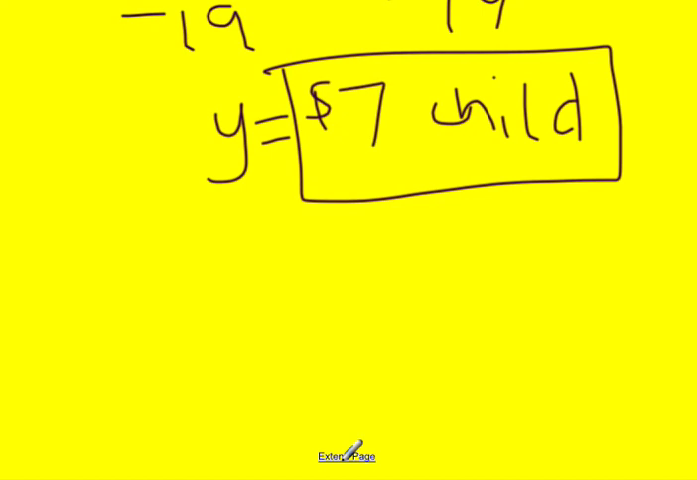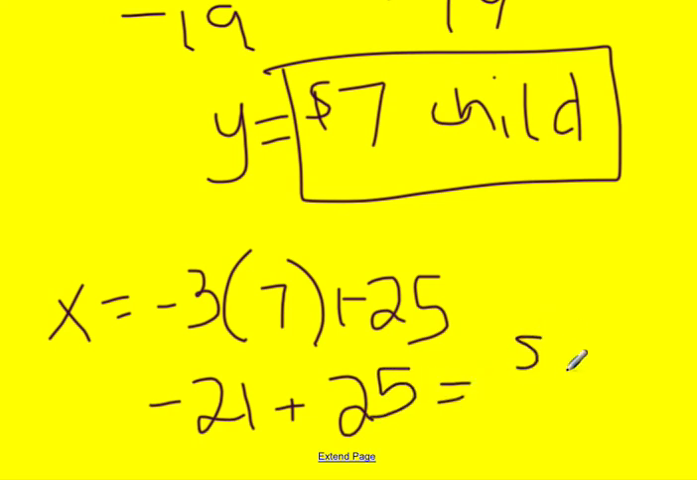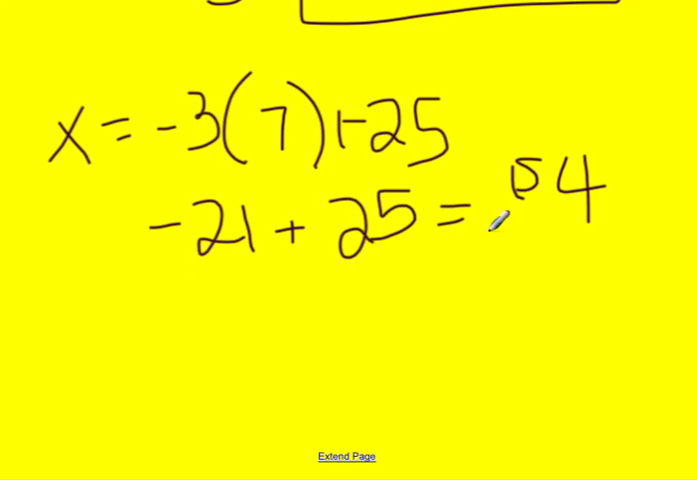So I already went through the work to solve for X. Remember I said that X was equal to negative 3Y plus 25. So X is going to be equal to negative 3, and now instead of having the Y, I'm putting in 7, plus 25. So I get negative 21 plus 25, and that's going to be equal to $4. So it's going to be $4 for seniors.